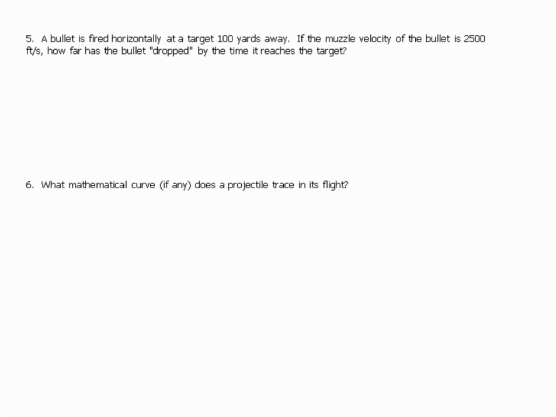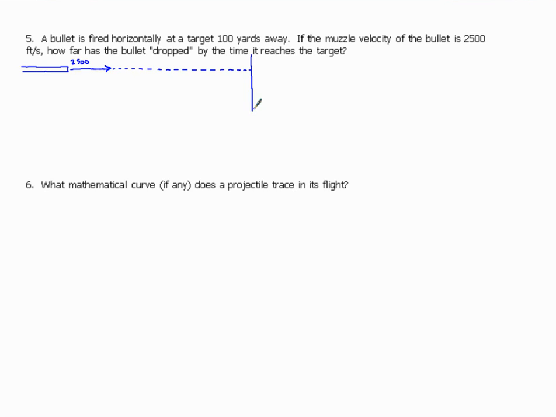So the first thing that we're going to do is draw a picture here. So here is the physics symbol for a gun. It is being fired, and this is 2,500 feet per second. It's being fired horizontally, and if it continued to go horizontally, it would follow this straight line until it hits the target.